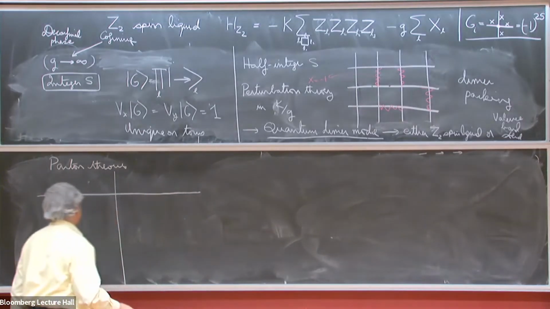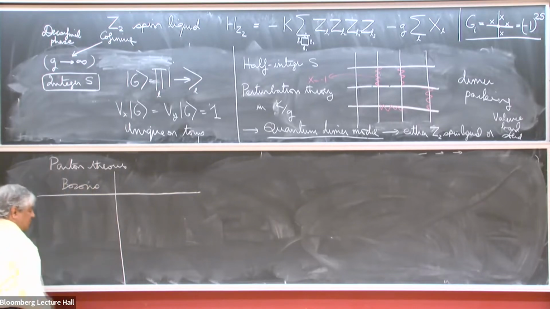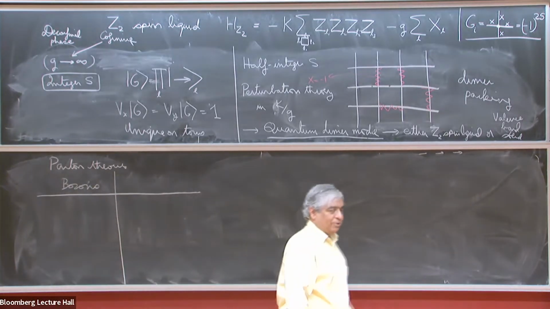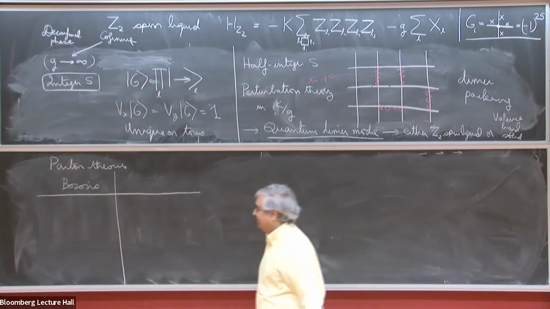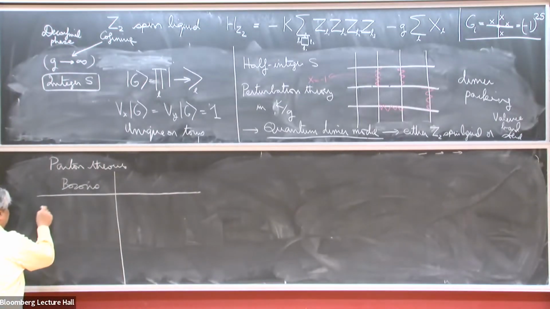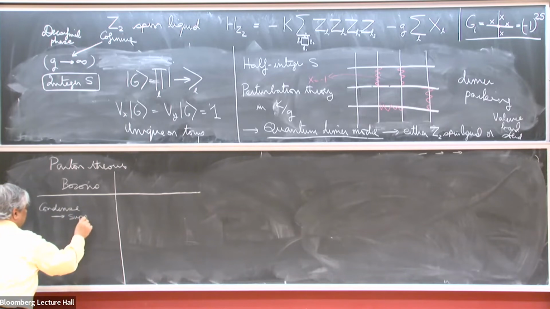So first, forget about Partons, suppose I just had bosons. I have some lattice model of bosons moving around and interacting. What can bosons do? Well, the thing that bosons always like to do is they condense. So they can form a condensate, and that gives you a superfluid in the ground state.